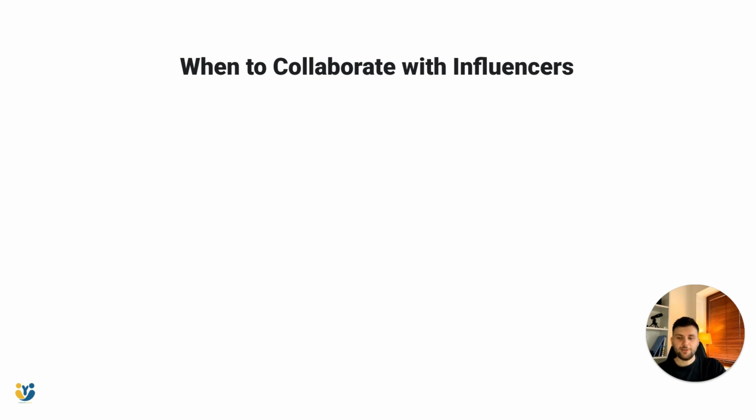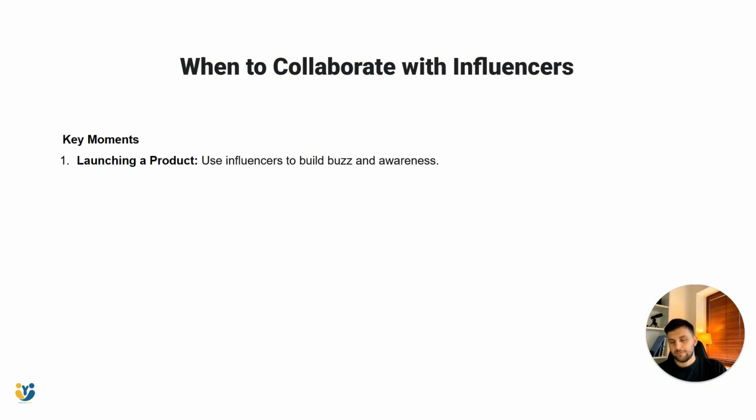Now, when to specifically collaborate with influencers? That's very important, right? So, first of all, you can do it in key moments, right? So, first thing is obviously when you're launching a product, right? Which lets you build buzz and awareness. Or when you're targeting niche markets, right? If you want to reach specific audience groups and you know this influencer, for example, promotes a healthy lifestyle and weight loss, or if they're some kind of nutritionist, then you can get together and you already have their audience, right? Which is absolutely amazing.